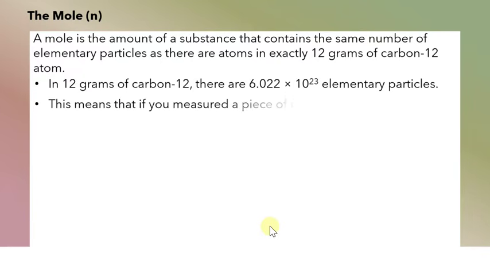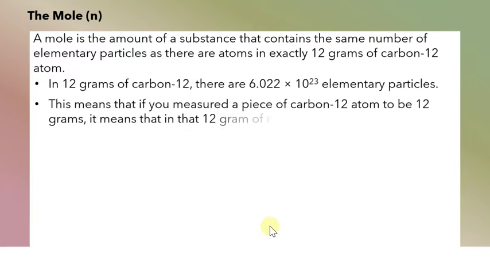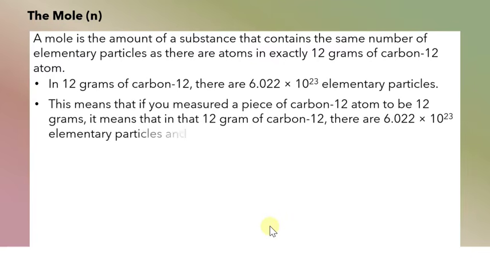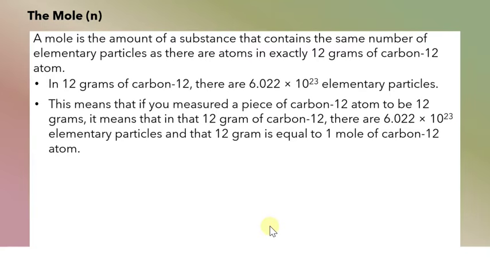So we are saying this means that if you measured a piece of carbon-12 atom to be 12 grams, it means that in that 12 grams of carbon-12 there are 6.022 times 10 to the power 23 elementary particles, and that 12 grams is equal to 1 mole of carbon-12 atom. That's what you should understand. If you have 12 grams, you must know that that 12 grams is equal to 1 mole of carbon-12 atom.